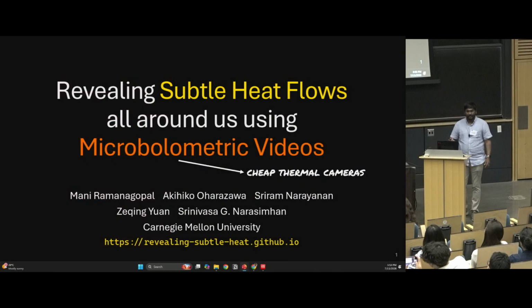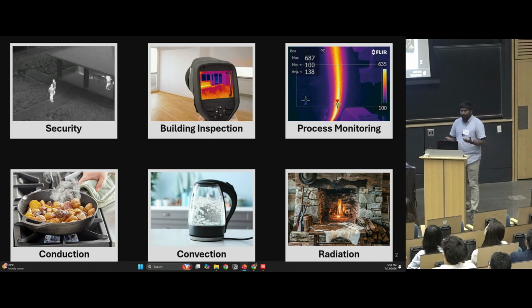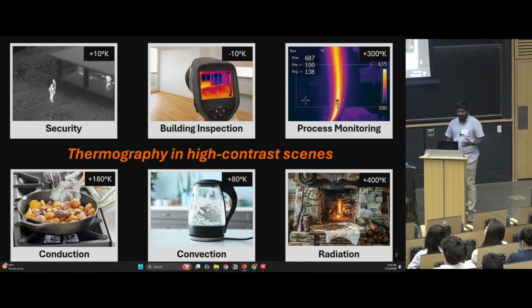Hello everyone. My name is Mani Ramanagopal, and I'm excited to talk to you about revealing subtle heat flows all around us using microbolometric videos. If you're wondering, microbolometers are basically cheap thermal cameras. You've probably seen thermal images, and they're already commodity sensors used for a wide range of applications. In many of these scenes, what's common is that these are all high contrast scenes where the object of interest is anywhere from tens of Kelvin to hundreds of Kelvin above the background temperature.